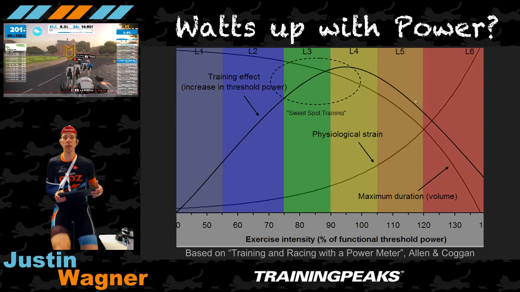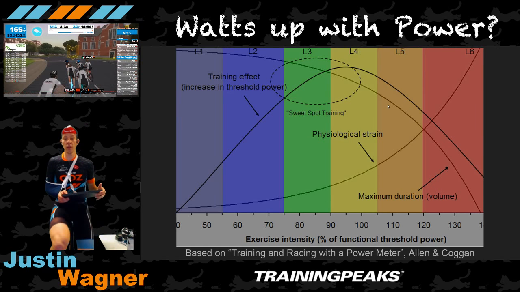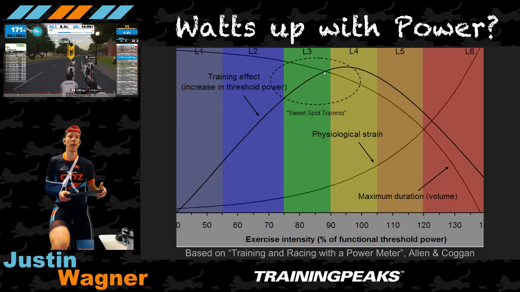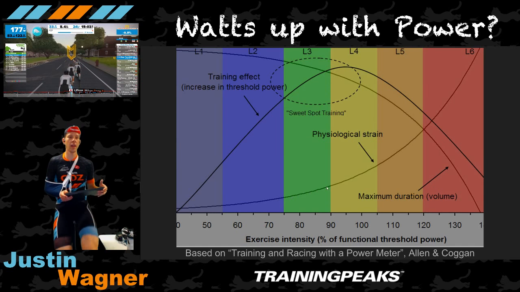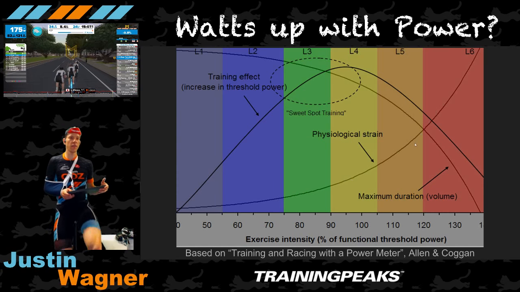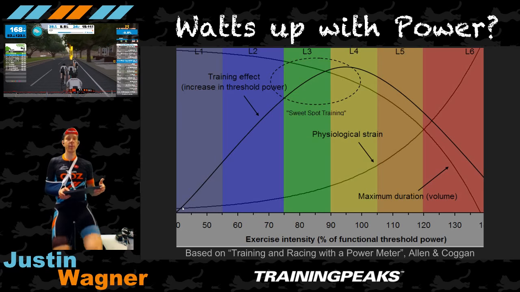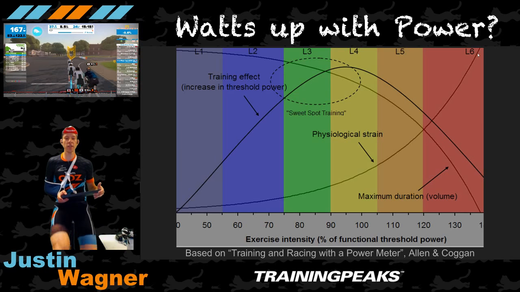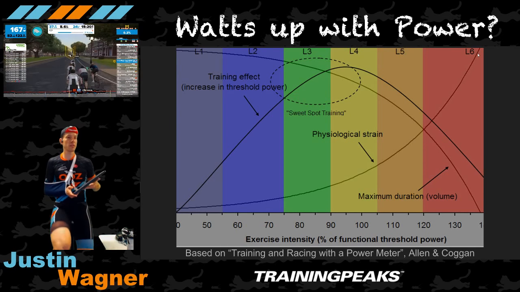So VO2 and sprints won't improve your threshold. They will improve VO2, they will improve sprints, but not threshold. And lastly, this curve here shows basically how much toll it's going to take on the body to do these kinds of workouts. Active recovery, as we expect, not a whole lot. Sprints hurt. And they definitely improve sprinting power, but they don't necessarily give you that return for threshold power.